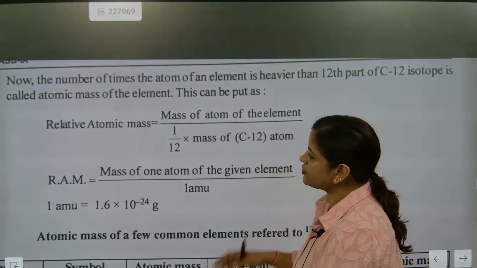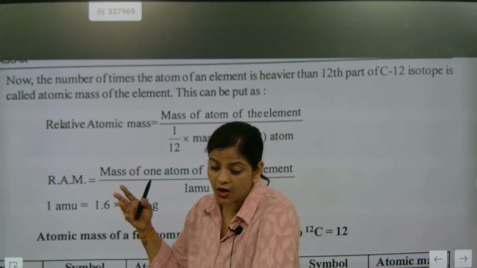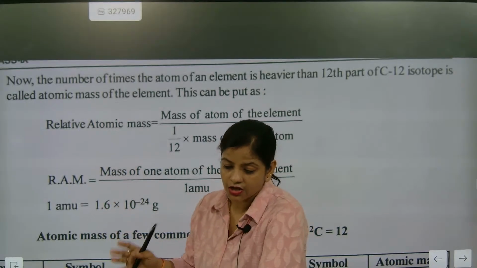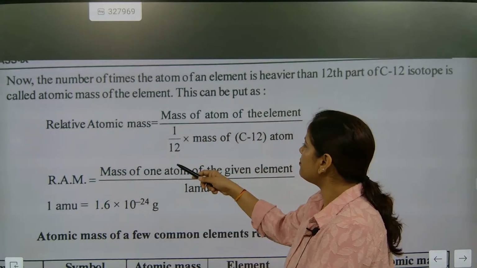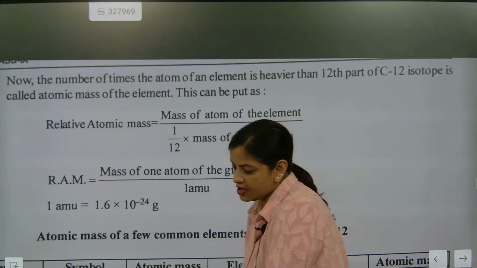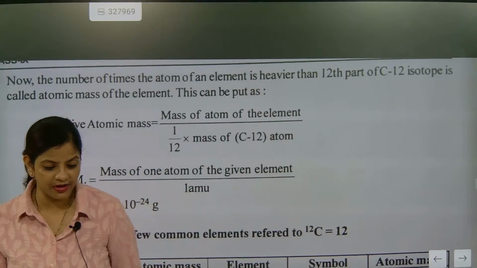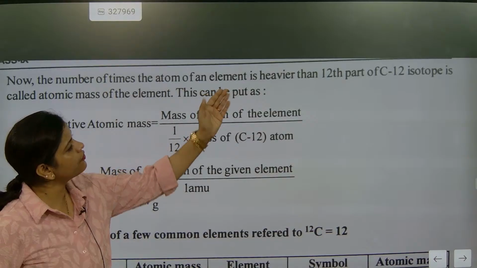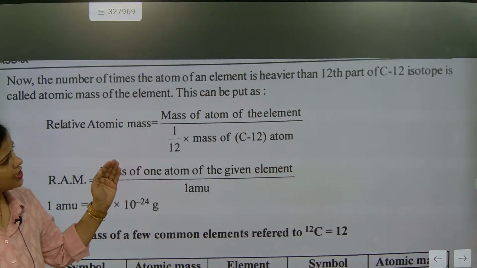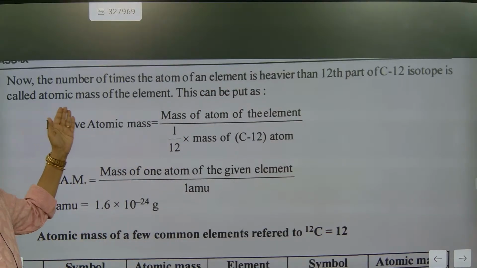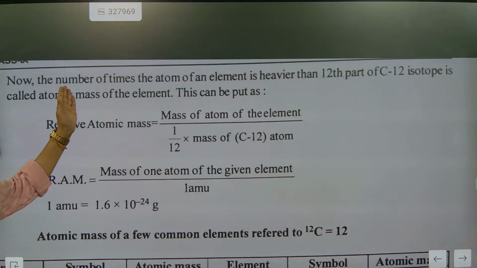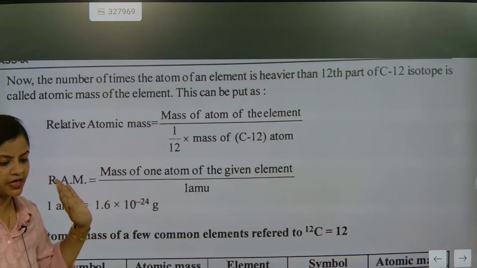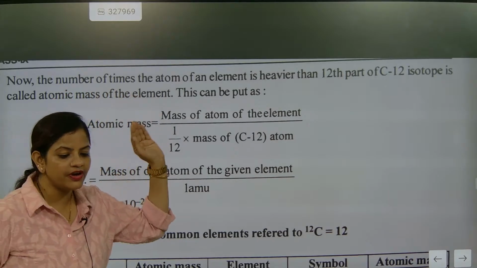So now we are going to write how to find the relative atomic mass. So mass of an element by 1/12 of mass of carbon atom. So this is the way to find relative mass. Now the number of times the atom of an element is heavier than the 12th part of carbon isotope is called the atomic mass of the element. This is the actual definition of atomic mass.